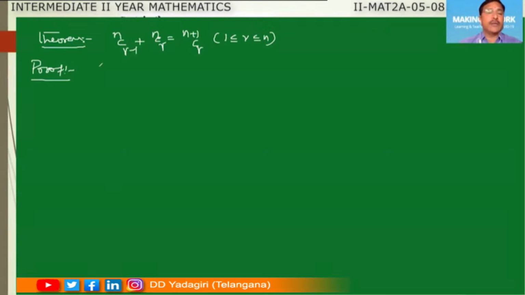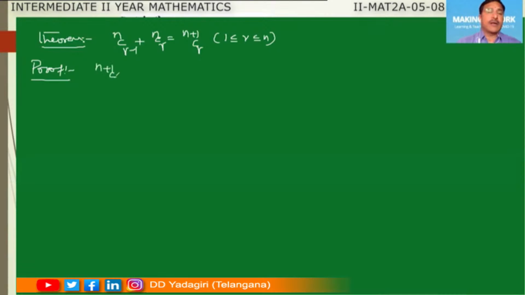Now the statement is nCr-1 plus nCr is equal to n+1Cr, where 1 ≤ r ≤ n. Now, this nCr-1 represents the number of subsets. Every combination is considered as a subset.